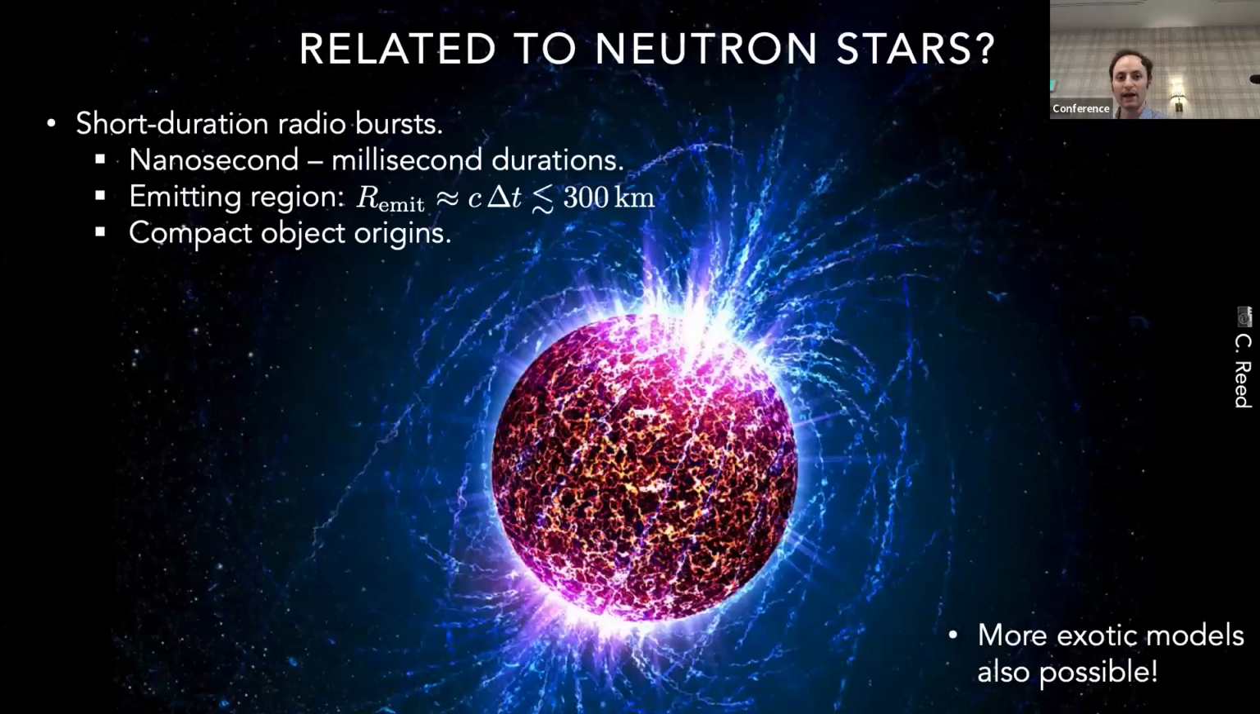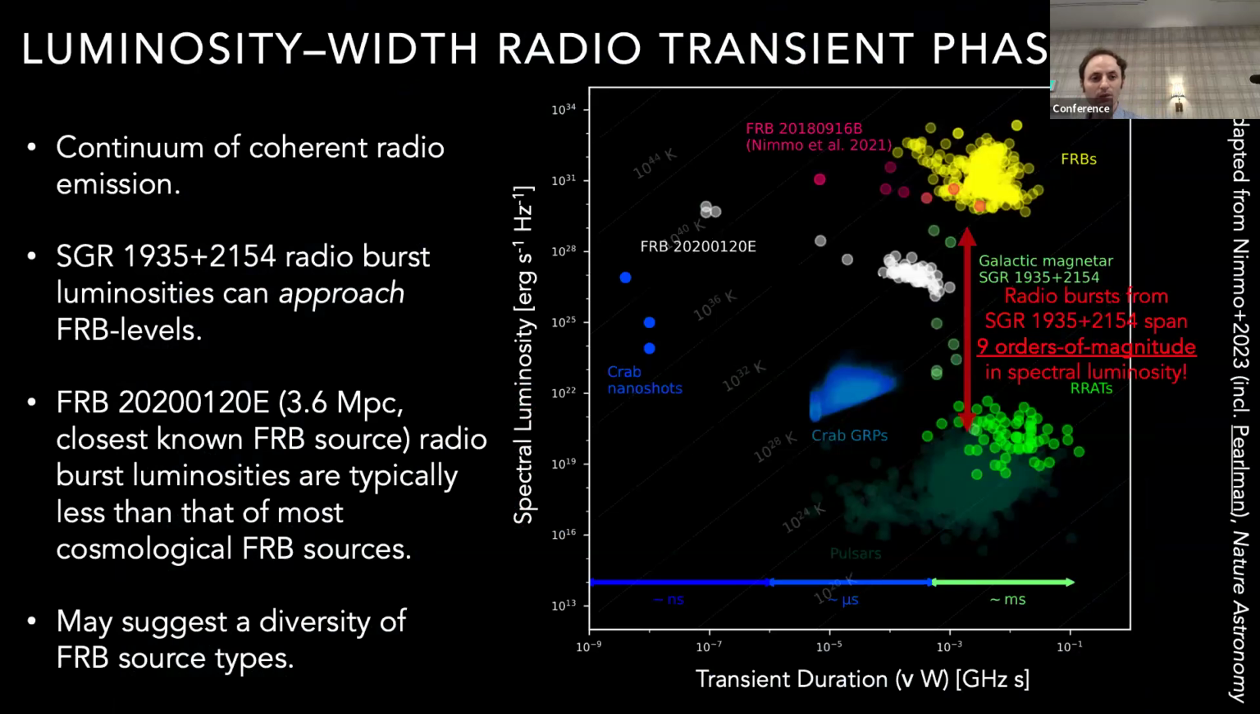their origins. As I said, they're almost certainly related to neutron stars in some way, because we've seen some radio bursts that have durations between nanoseconds to milliseconds or so, which implies an extremely compact emitting region of less than 300 kilometers or so. And if we think about the objects in the known universe that we know about, neutron stars are one of the things that comes to mind. But of course, there are other, possibly more exotic explanations.